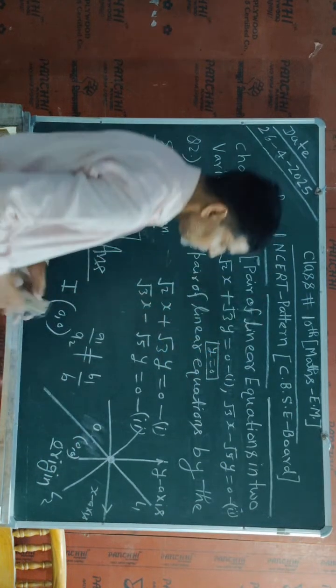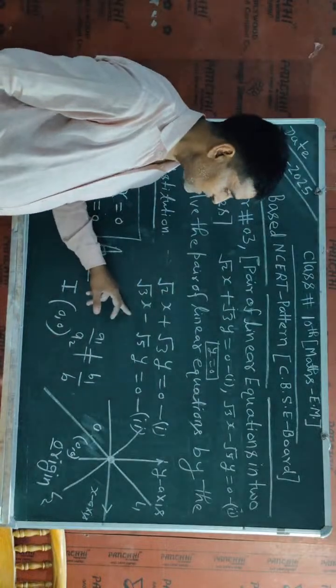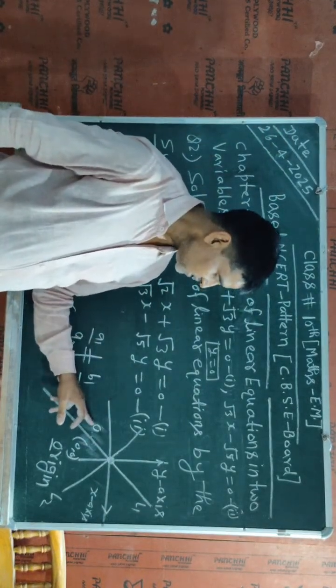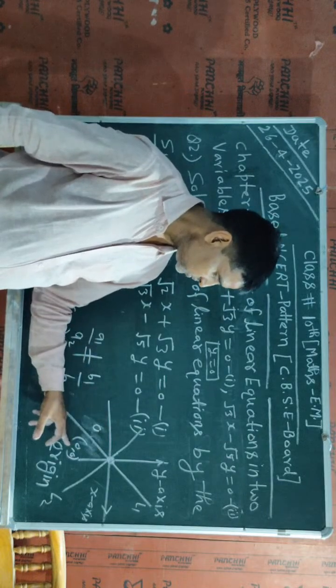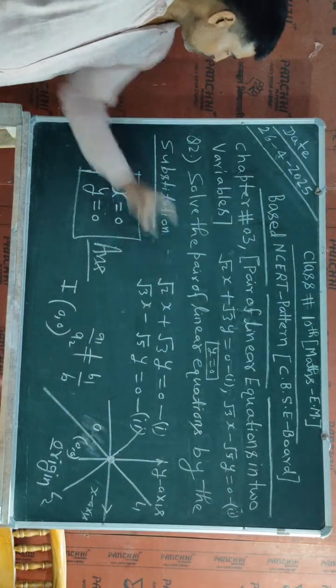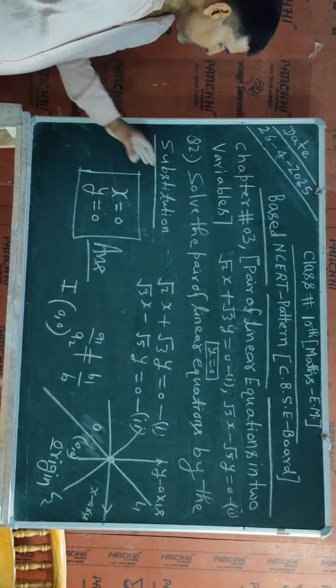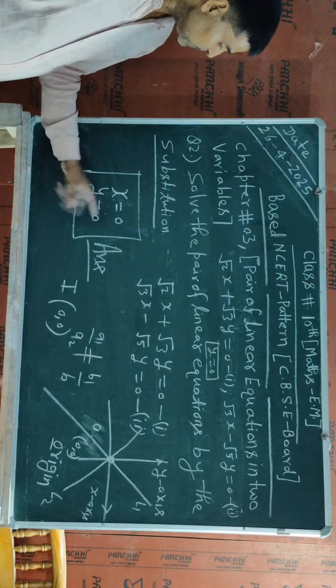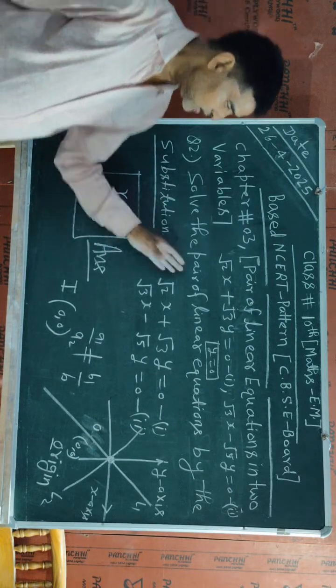Okay, student. So these two lines are intersecting at a point. That point's name is origin, and its coordinate will be (0, 0). Because I have solved these two equations by using the substitution method, I have got the value x is equal to 0 and also y is equal to 0. Okay, this is the required answer of the given question.